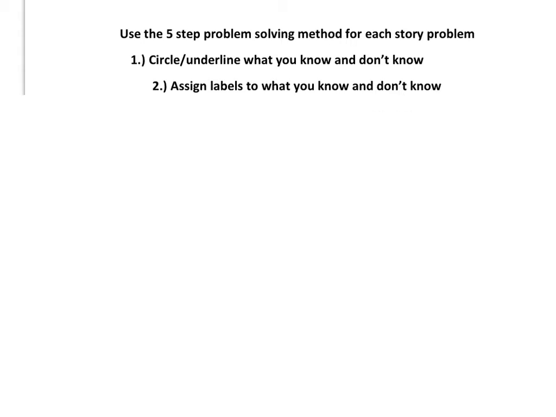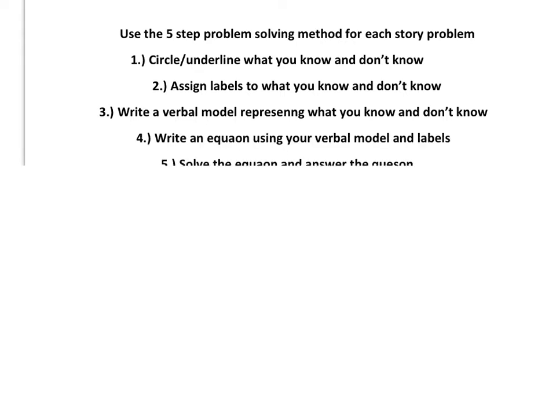Step 2 is to assign labels to what you know and don't know. Assign labels means tell me what it is, and we'll talk about that, and it'll make more sense when we do some examples. Step 3 is to write a verbal model representing what you know and don't know. Verbal model means in words, so tell me in words what you're going to do to solve this problem. That might be one of the hardest steps.